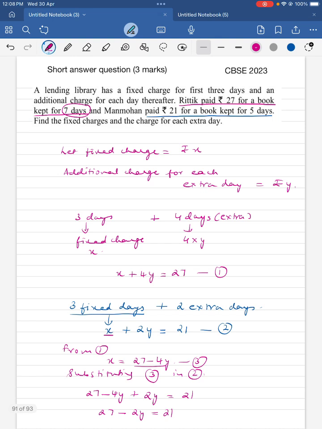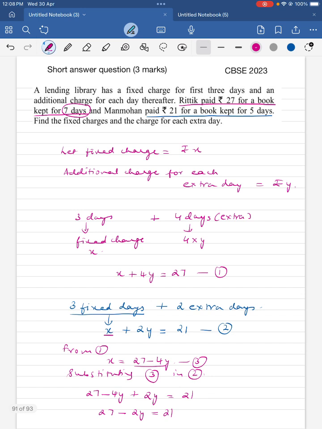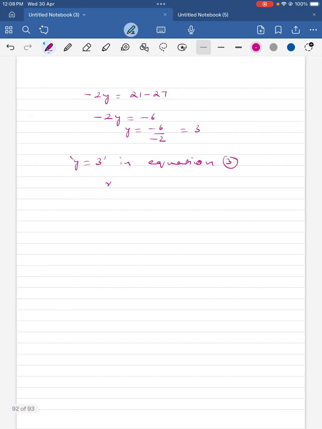Okay, so let's try to find the value of X now by putting this value Y equal to 3 in equation 3. What was the equation 3? It is X equal to 27 minus 4Y. So X would be 27 minus 4 times 3, which is 27 minus 12, which gives me 15.